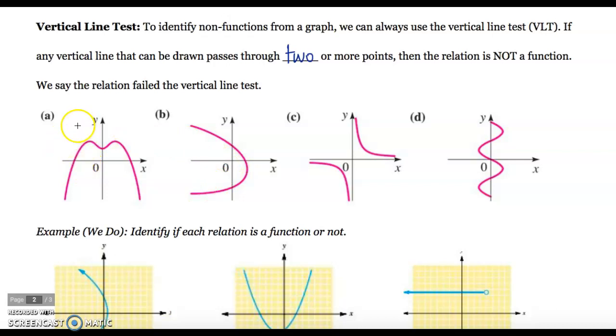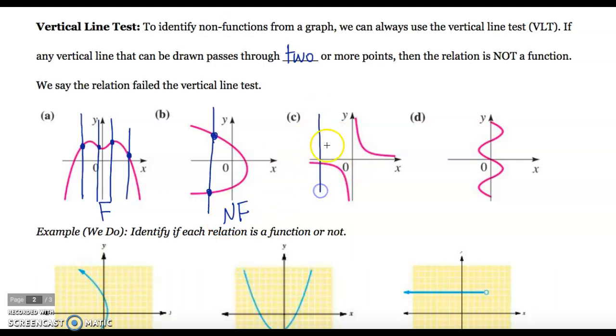If I drew vertical lines through these graphs, this one only hits at 1 point, so that's fine. This one hits only at 1 point, so that's fine. And it has to be any vertical line. It has to be able to go through any part of your graph. And this one only hits at 1 point each time. So we would say that this one is a function. That is good to go. But if we look at example or letter B here, if I draw a line through right here, it hits at 2 separate points. And so all of a sudden that has failed the vertical line test. So we would say that one is not a function.